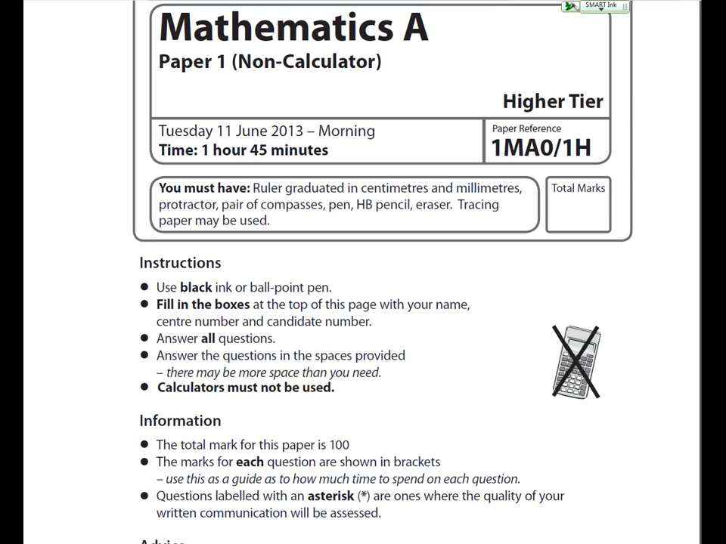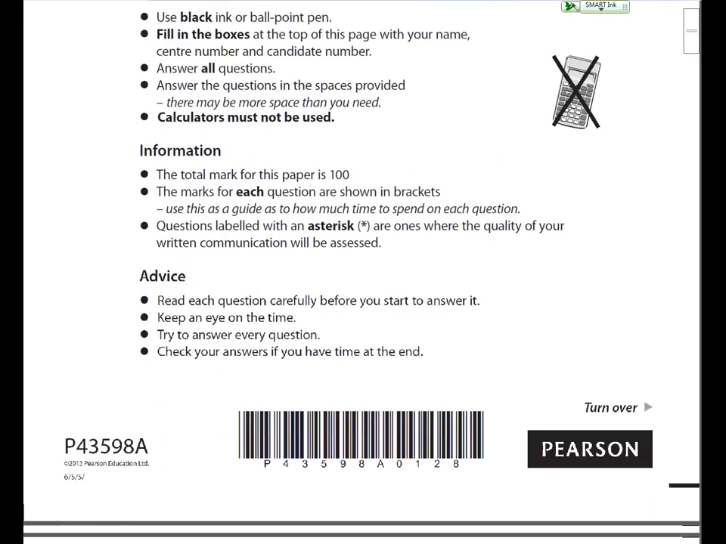What I want to do now is work through the whole of a non-calculator higher GCSE paper. I'm going to pretend that I'm you sitting the exam, and we've got 1 hour 45 minutes and we're going to try and complete the whole exam in that time or less. As we go I'm going to be explaining key things and what I'm doing. So let's get started. This is the Edexcel June 2013 paper, and it's a non-calculator paper 1.